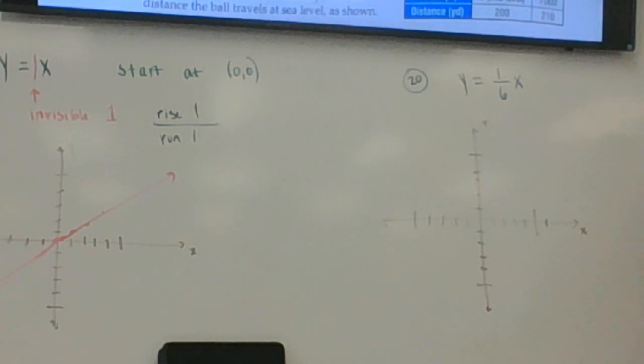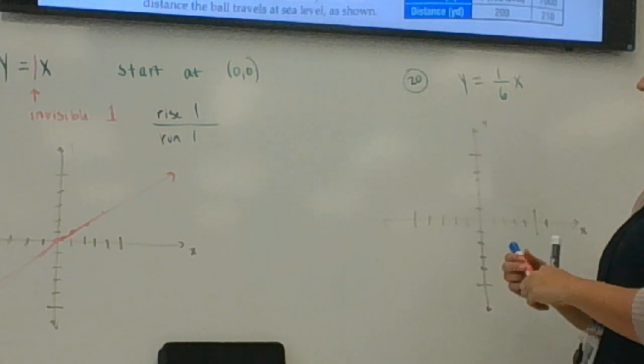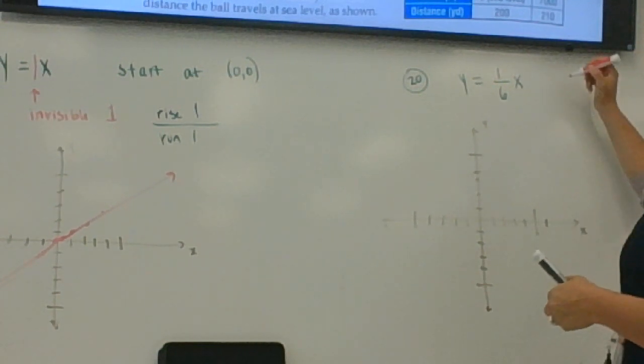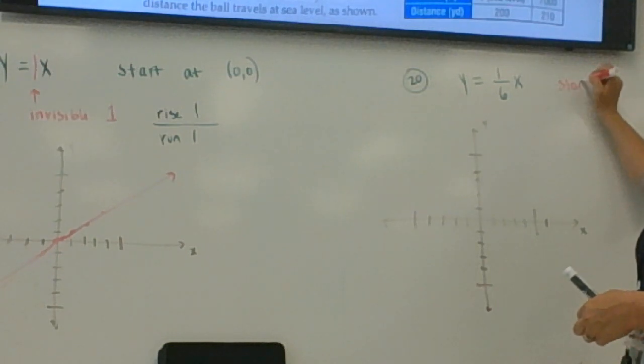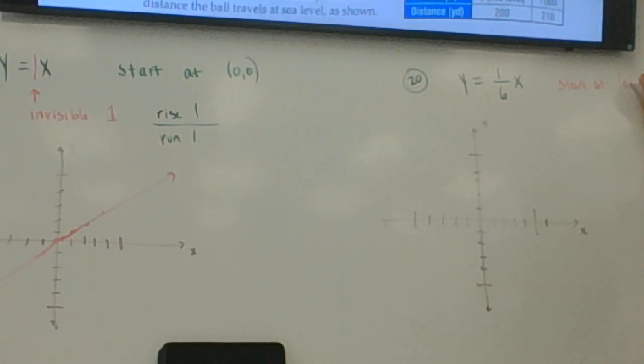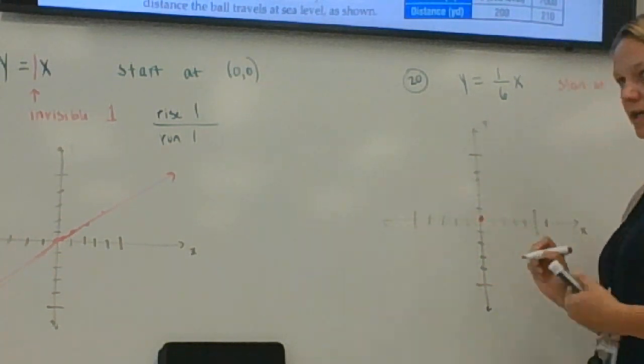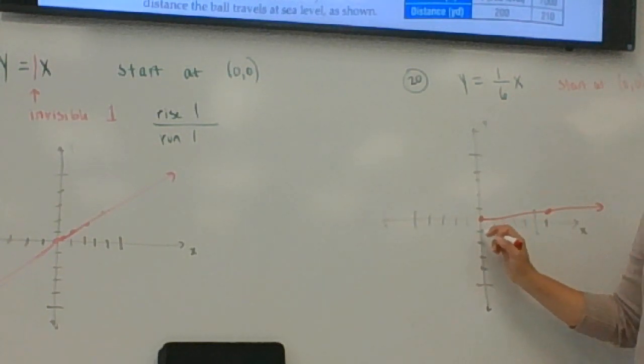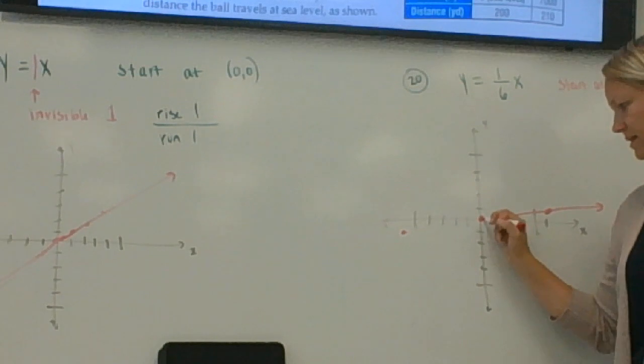You got to do 22. Did you do 22 yet, Terry? Did you graph these yet? Start at 0, 0. All direct variation starts at 0, 0. Not all straight lines do, but direct variation does. Count up 1 over 6. Match the pattern the other way, down 1 over 6.